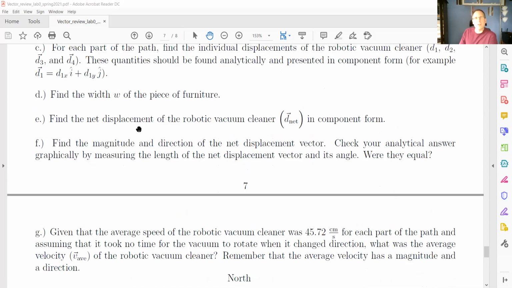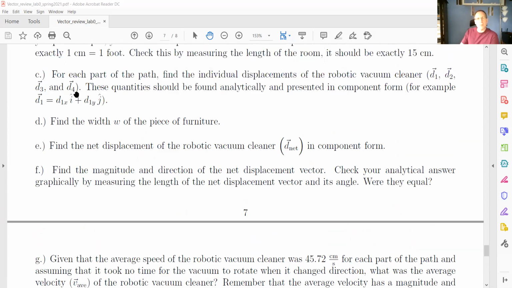Find the net displacement. So now that you have all the individual displacements, D1, D2, D3, and D4, you can add them all together, and that will be your net displacement, right? Found in component form. And then you also want to find this net displacement in terms of the magnitude and direction. So if you know the X and Y components of the net displacement, then you can easily find the magnitude and direction.